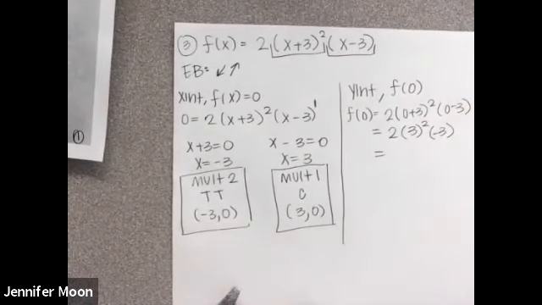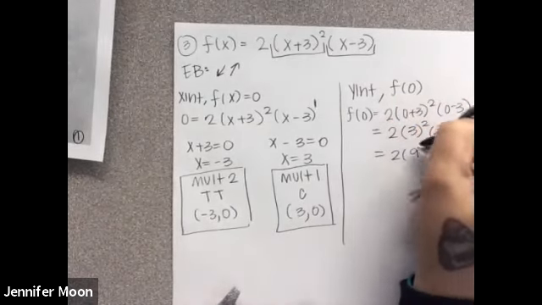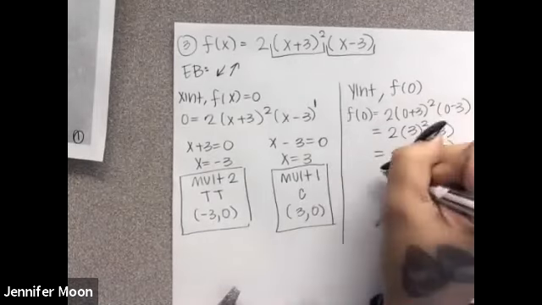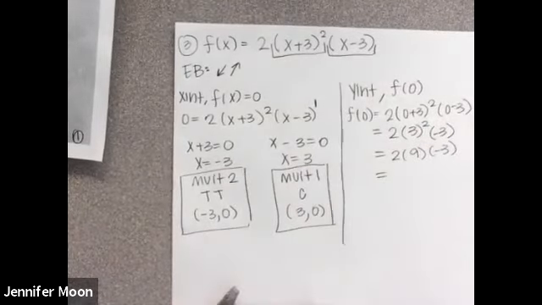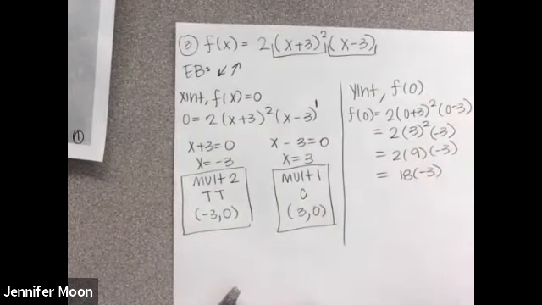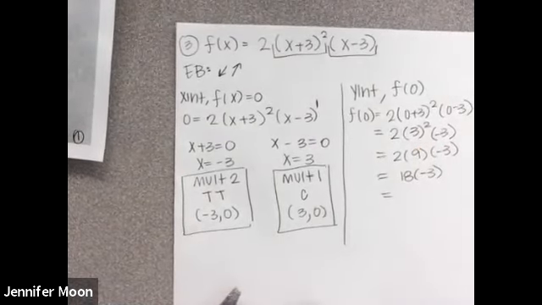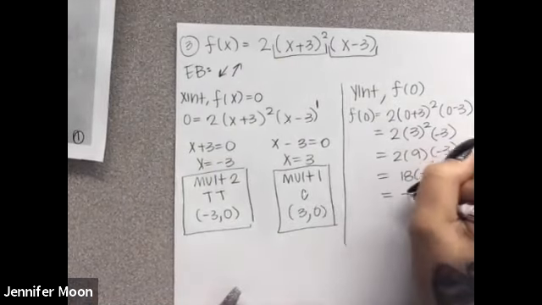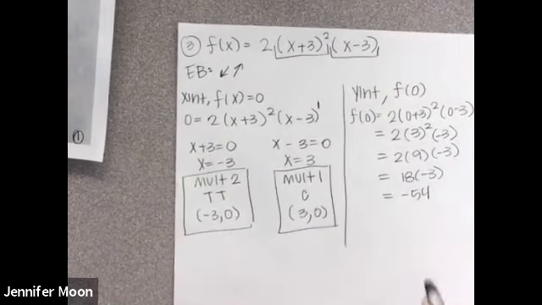PEMDAS, evaluate the exponent first. I get 2, that's going to be times 9 and then times -3, left to right. PEMDAS still, 2 times 9 is 18. And I'm going to do it times -3. Okay, so 10 times 3 is 30. 8 times 3 is 24. 30 plus 24 is 54, right? Signs are different, so it's negative. Y'all, this is my y.